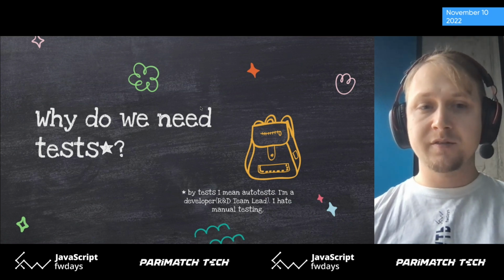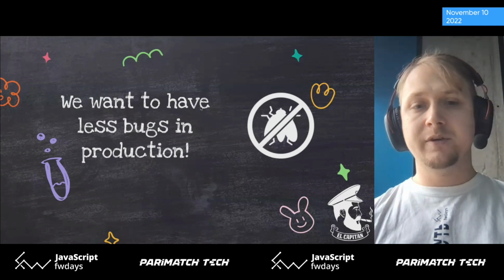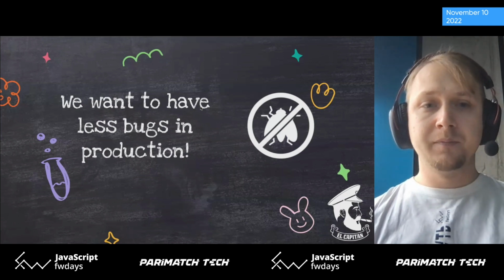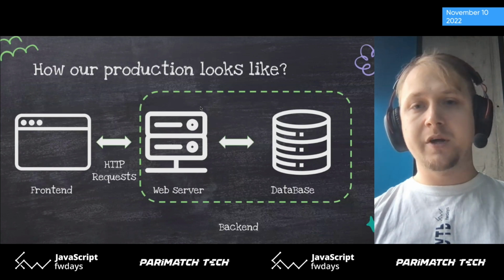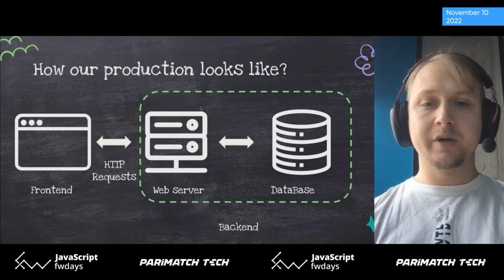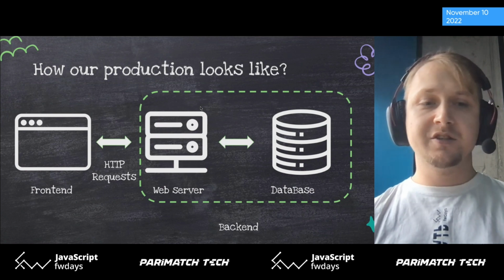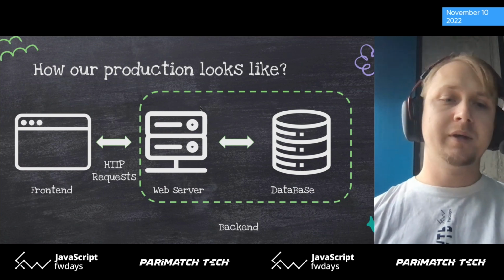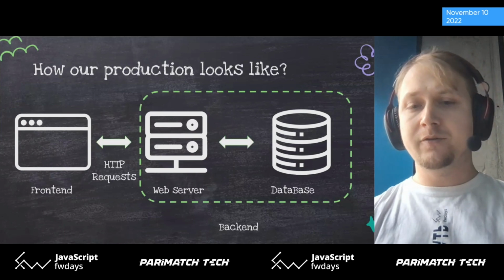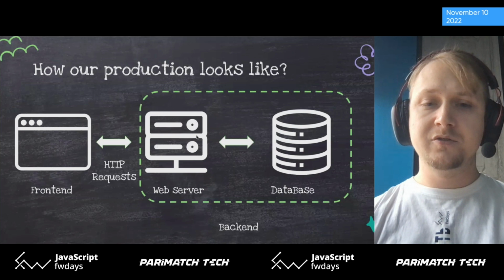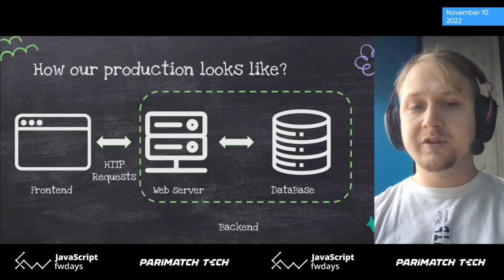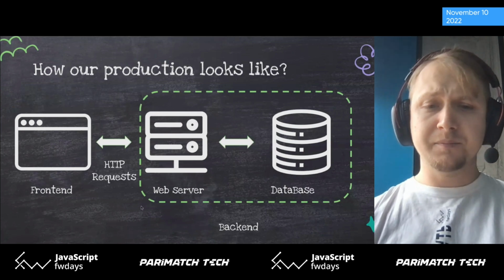So why do we need tests? Basically, we want to have fewer bugs in production, right? So in order to figure out how we want to achieve this, let's take a look at our sample architecture that we usually have in most of our applications. So we have front end, we have back end, some web server and a database connected to it, and front end usually does HTTP requests to our backend.